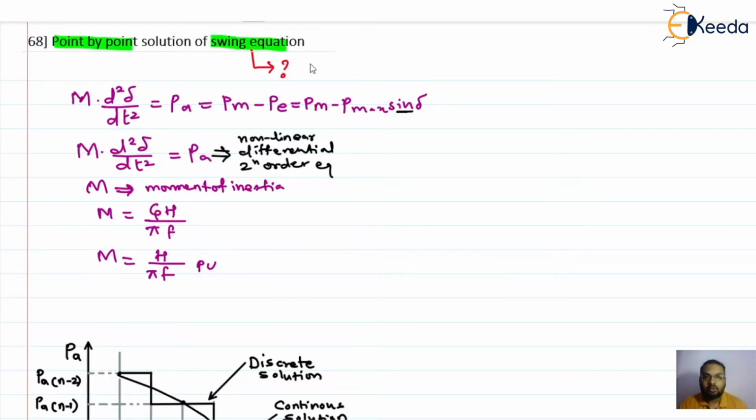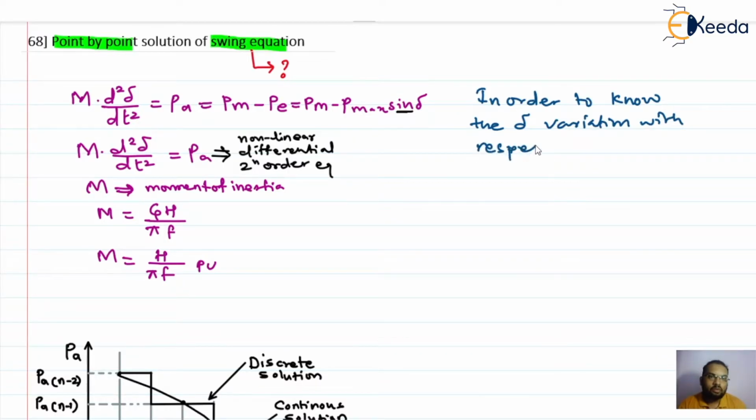Now let us get back to the same question which I raised in the beginning: why do I need the solution of swing equation? I need the solution of swing equation because the unknown here is nothing but the variation of the rotor angle. I want to know the rotor angle variation with respect to time. That is what we are expected to find. I'm interested to know what is the rotor angle with respect to time, and at what time what is going to be the value of the rotor angle.